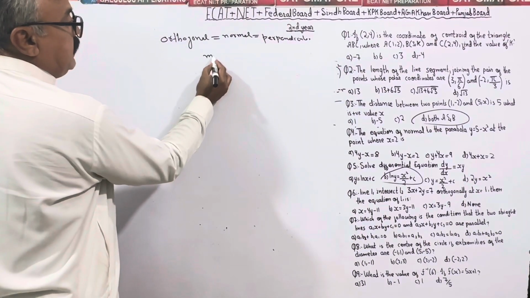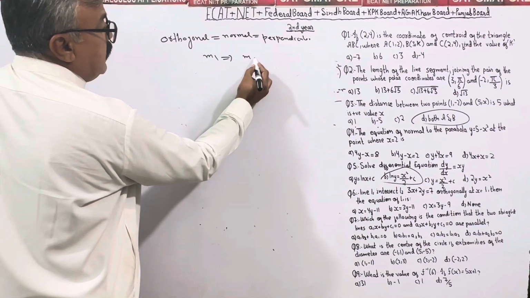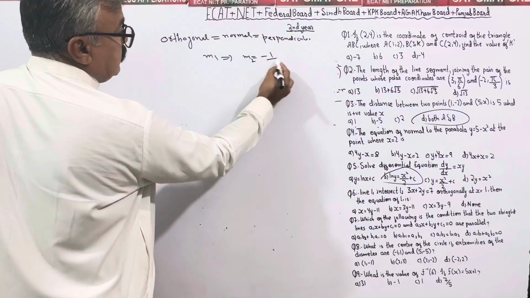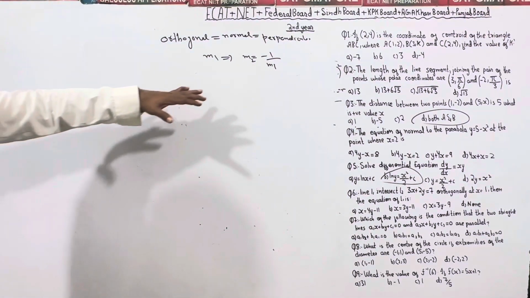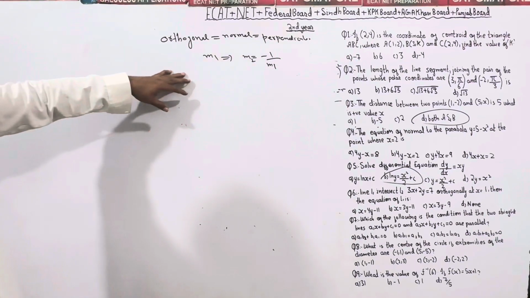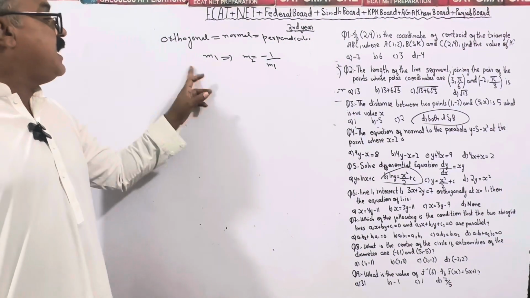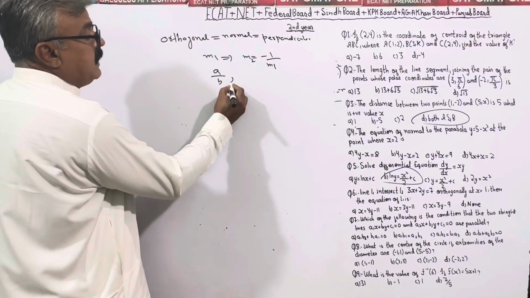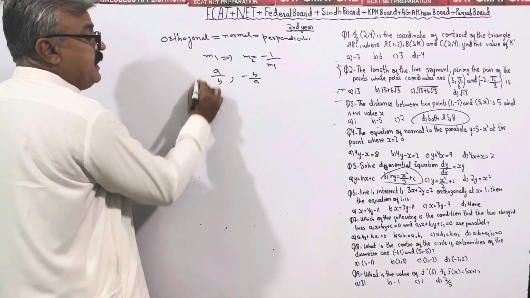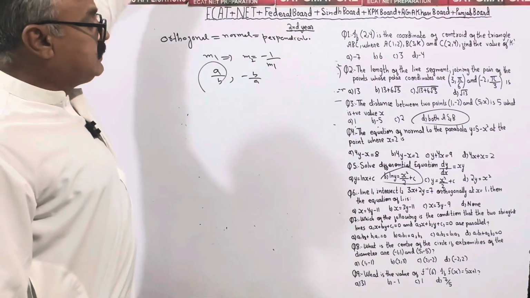If the slope of one line is m, or one gradient is m, for perpendicular the other one is the negative reciprocal of this one. When any two curves are perpendicular to each other, their slopes are negative reciprocals of each other. Like if one is a over b, the other must be minus b over a. Change the sign as well as take the reciprocal.